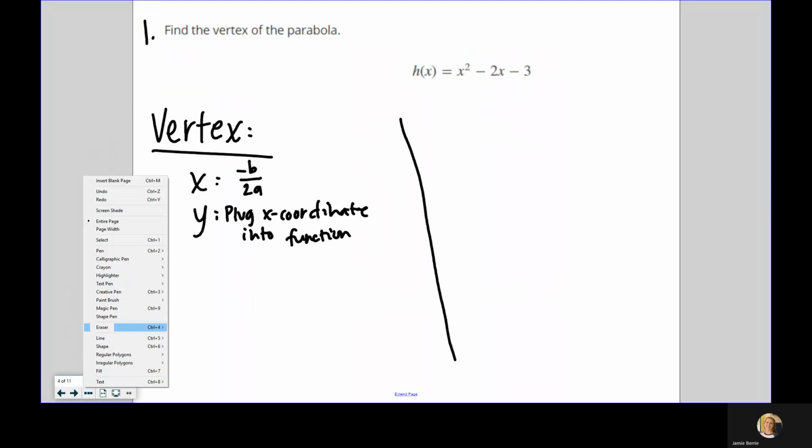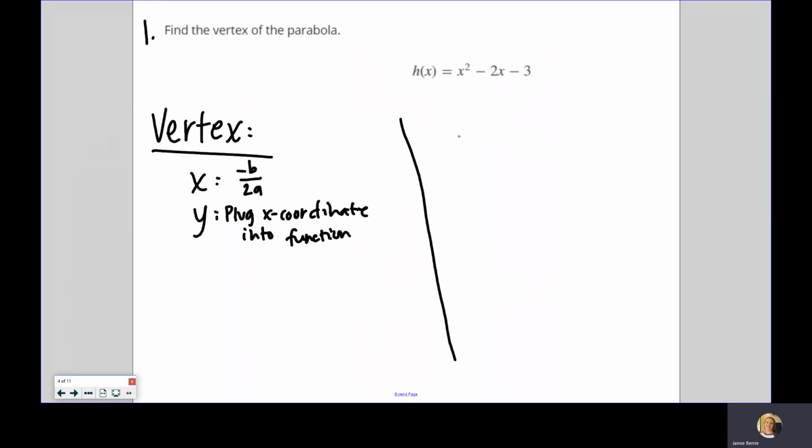All right, so let's go over here and find our x coordinate. Let's look at our function. Let's identify what a is, what b is, and what c is. A is the coefficient on x squared, so a here is 1. B is -2, and c is -3.